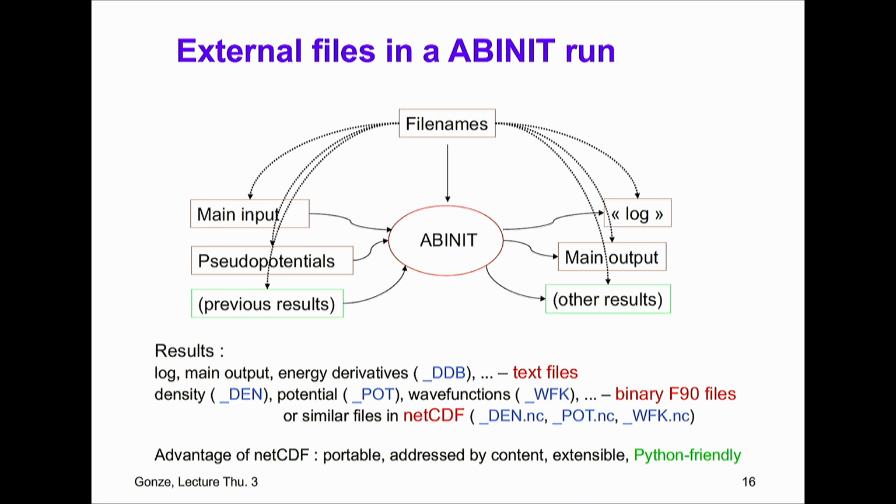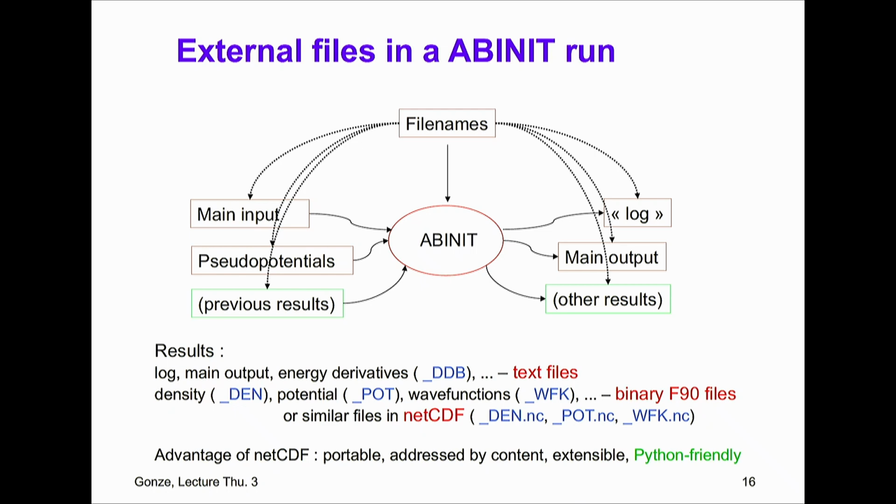These results might be, beyond the log and main output, energy derivative, what we call derivative database in ABINIT, so second derivative of the total energy with respect to atomic displacement that will give the dynamical matrix, after all. These are a whole set of text files, and then there are also results like density files, wave function files, potential files, perhaps third-order derivative of potential, first-order derivative of wave function, etc.